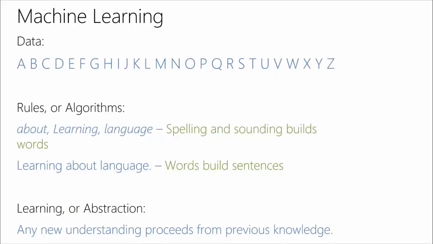So C. Young, why don't you read the last sentence on this slide? So any new understanding proceeds from previous knowledge. So this is what we call abstraction. And that is machine learning in a nutshell. Abstraction is the machine learning. Taking some information you had before, A, B, C, D, E, F, G, and taking the rules for spelling, taking the rules for a sentence, putting those things together, and every word and every book and every statement since English was a language that has ever been spoken has come from just those 2 concepts, some data and some rules. That's it. That's machine learning.